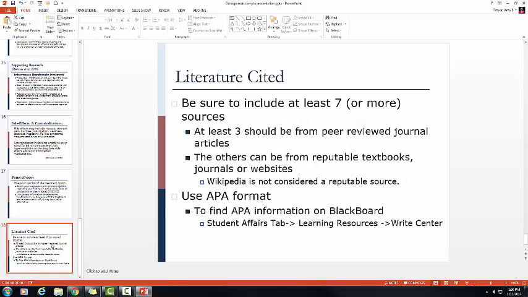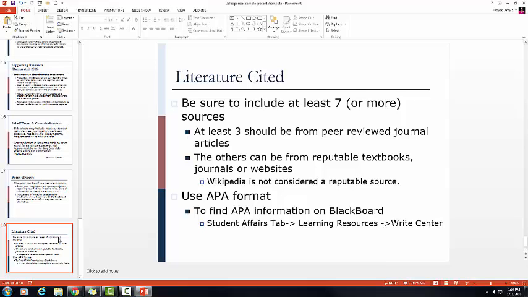Last but not least, you should have a literature cited page or two. It might be 2 slides just to get everything in. There should be at least 7 resources. They should be relatively current. I would like them within the last 7 years. If you get older than that, check with me first before you use them. You need at least 3 of them to be from peer-reviewed journal articles. And then the rest can be from, for instance, your Martini textbook, a nursing textbook, other journals, reputable websites, so things that are .org or like WebMD, places where they have authors and are legitimate websites.